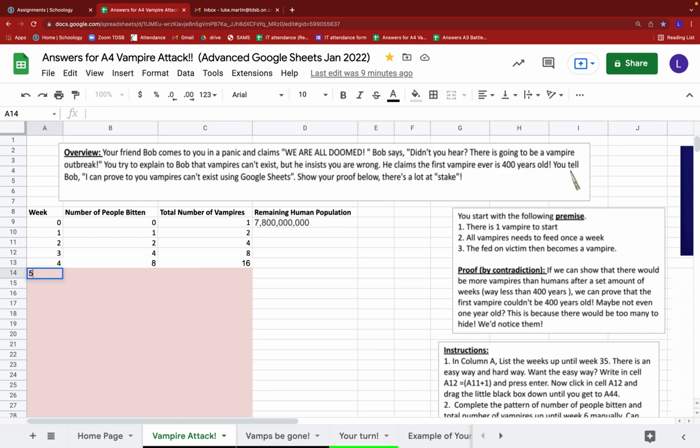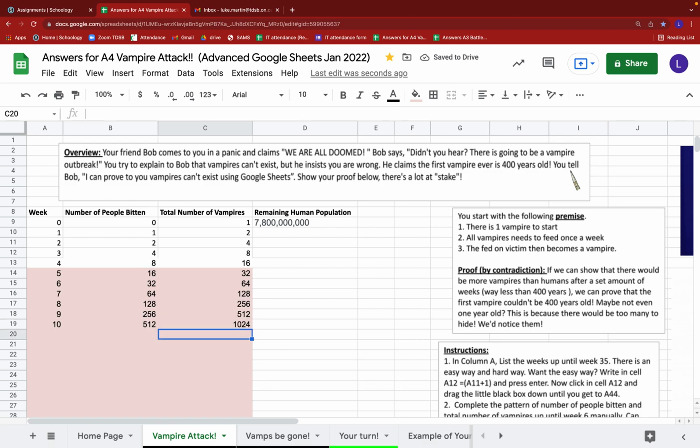So if you plot this a little bit further, we would have week 5 where there's 16 new people bitten and 32 altogether. In week 6, we would have 32 people bitten and we would have 64. In week 7, we would have 64 and 128. In week 8, we'd have 128 and 256. In week 9, we'd have 256 and 512. And after 10 weeks, we've got 512 people bitten and 1,024 total vampires by the end of the week.